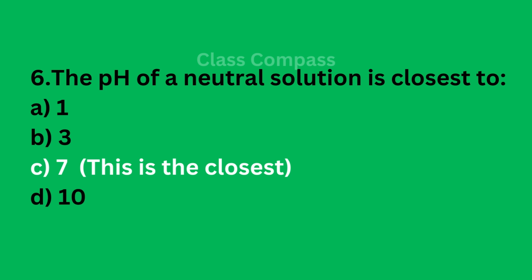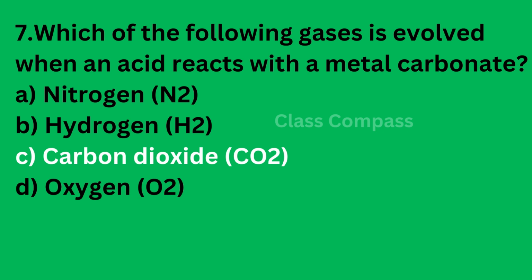6. The pH of a neutral solution is closest to A. 1. B. 3. C. 7. D. 10. Answer is C. 7. 7. Which of the following gases is evolved when an acid reacts with a metal carbonate? A. Nitrogen, N2. B. Hydrogen, H2. C. Carbon dioxide, CO2. D. Oxygen, O2. Answer is C.